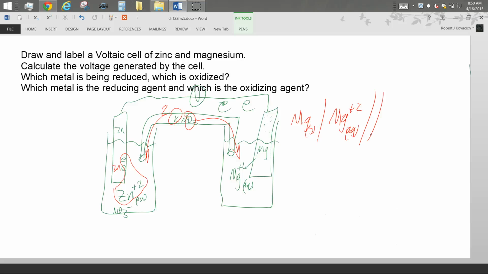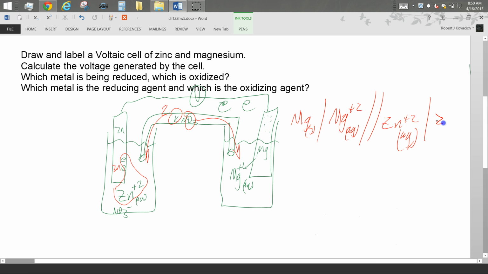Zinc metal. The zinc that was not a metal accepted those 2 electrons and turned into zinc that is a metal. So the shorthand notation is enough information for you to draw the diagram on the left-hand side.